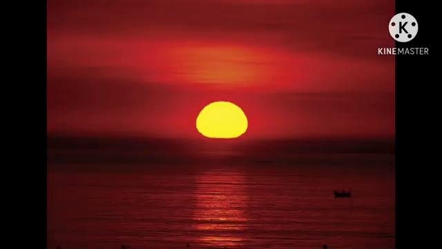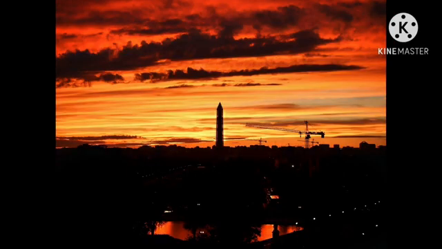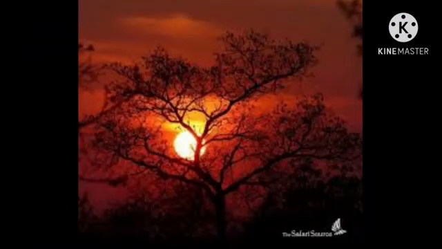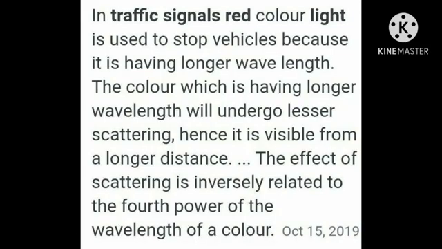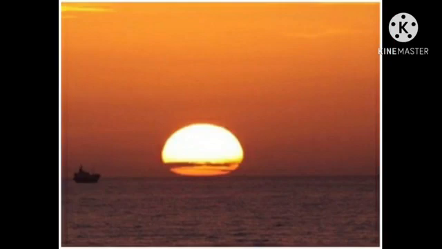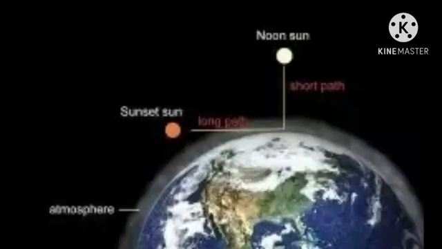The next one is the reddening of the sky during sunrise and sunset. Near the horizon, light passes through a thicker layer of air and a larger distance to reach our eyes. So most of the blue light and shorter wavelengths are scattered away by the particles. Therefore, we receive the longer wavelength of red color. So the sky appears red. But at noon, the sun appears white because little of the blue and violet colors are scattered. So it appears white at noon.